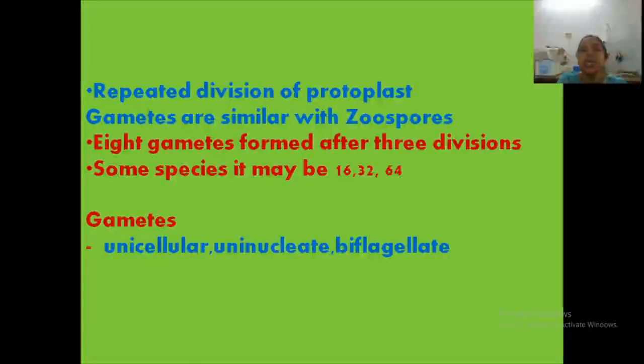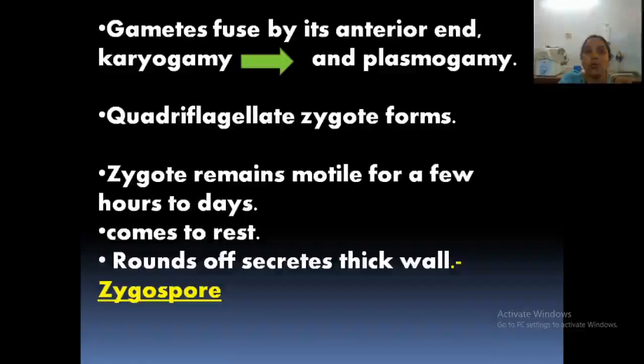The single cell acts as the gamete, and before producing numerous gametes, its protoplasm undergoes repeated mitotic divisions and forms 16, 32 and 64 cells. They are modified and become gametes. They are unicellular, uninucleate and biflagellate. Each gamete contains a single cell, a single nucleus and two flagella. Now, how does gamete fusion take place?